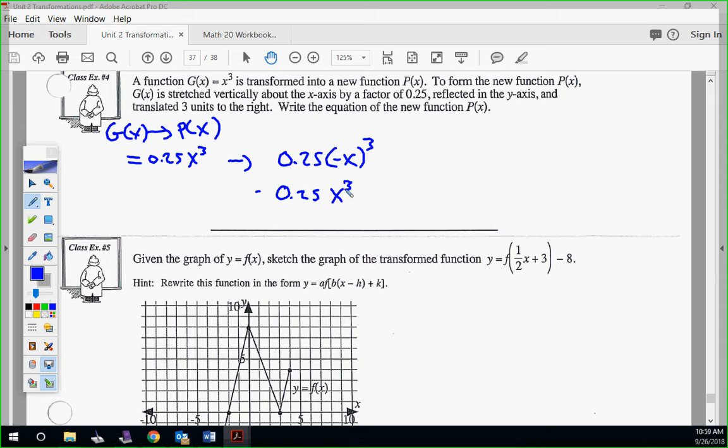And then our last piece, we are going to translate it to the right 3. The reason that's helpful to take that out, you're saying, why'd you do that? Well, because it gets me away from that opposite thing I was just talking to you about. So if you just understand why it was the opposite, now this is clean. When we put in the 3 units to the right, what should that be? If we want to move 3 units to the right, what do we put in? X minus 3, right? And that's all we put in now. So our last step for our p of x is going to be negative 0.25 x minus 3 cubed. And that's it.